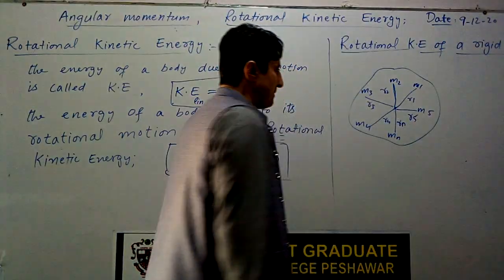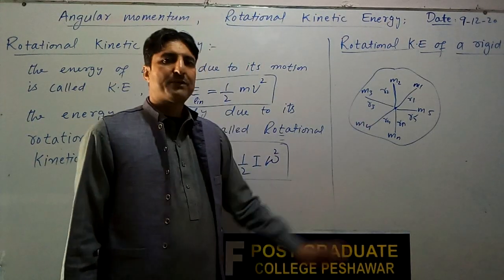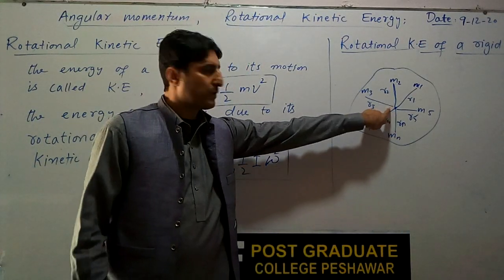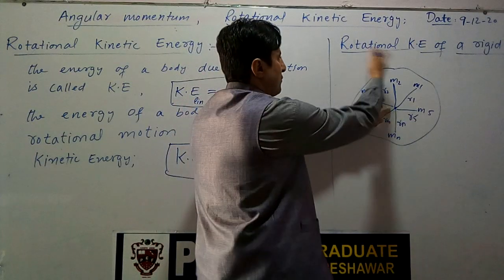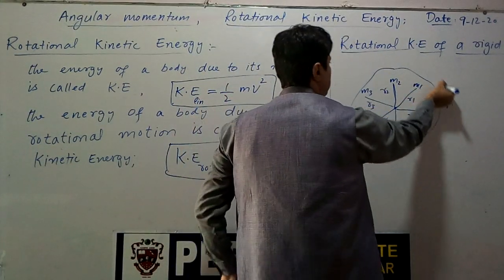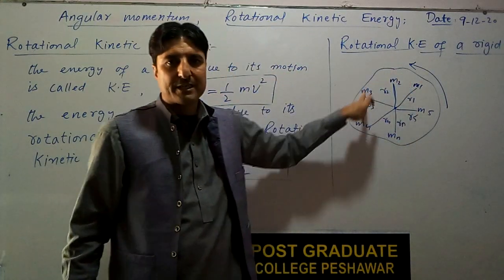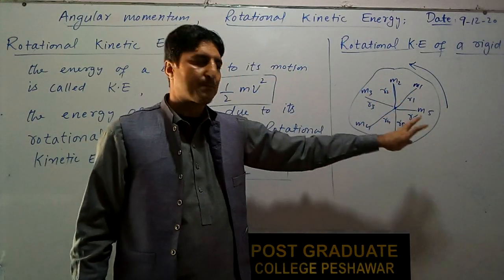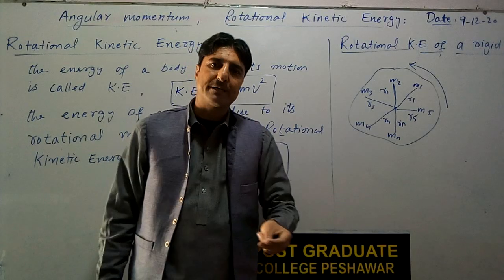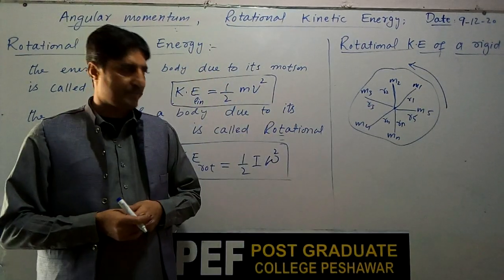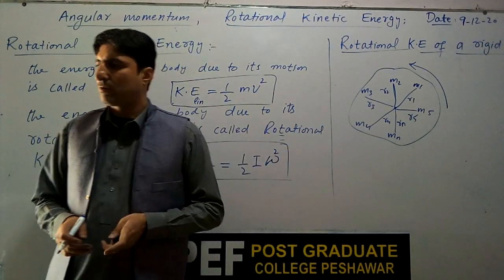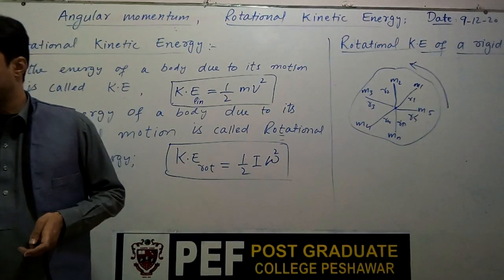Now, if this is a fixed point and we apply some force, this object will rotate. Say suppose it rotates in this direction. So each and every point in this object rotates, and each and every point in this object has rotational kinetic energy. So we can calculate its rotational kinetic energy as follows.